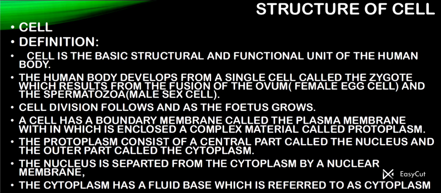So what is the basic structure of a cell? The outer boundary of the cell is called the plasma membrane. Inside the plasma membrane, we have protoplasm. The protoplasm consists of a central part called the nucleus and an outer part called the cytoplasm.